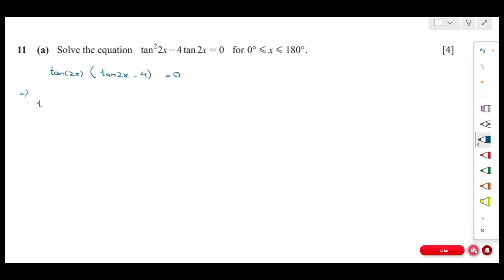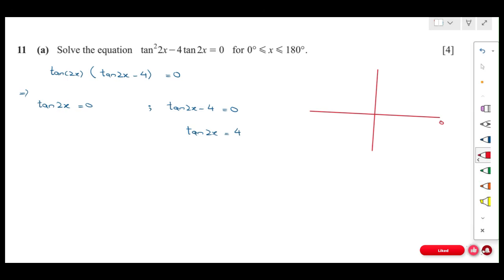Now we can say both factors are equal to 0. Tangent 2x should be equal to 0, and tangent 2x minus 4 should be equal to 0. So from here, tangent of 2x is equal to 4. Now we have two equations: tangent 2x equals 0, or tangent 2x equals 4. For 0 to 180 degrees, let me draw the coordinate diagram.